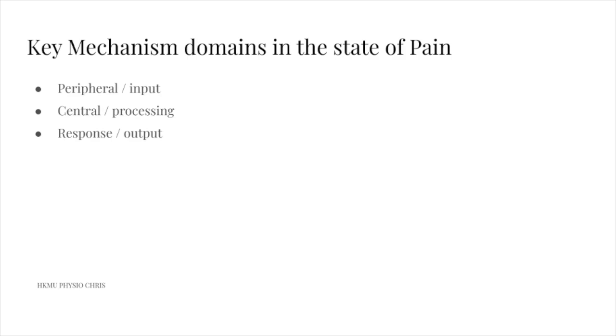Central or processing mechanisms are those that increase synaptic efficacy in pathways relevant to pain and nociceptive processing, broadly termed central sensitization. Central sensitization is not one process, but rather an umbrella term of a range of processes, not all of which are well understood.